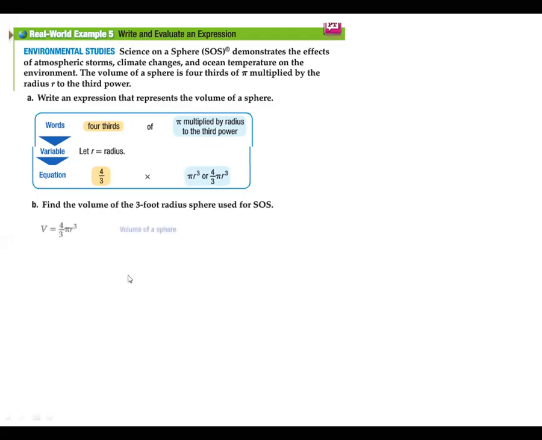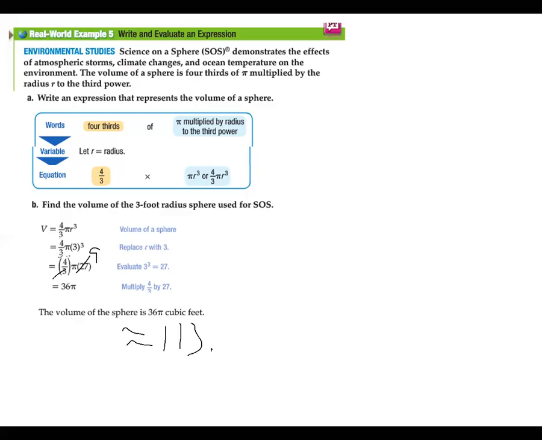So we're just going to plug in 3 for r, and you have 4/3 times pi times 27. The 27 times 4/3 would simplify to 36. The 3 and 27 would cross reduce to a 9, and 4 times 9 is 36. So you get 36 pi. So the volume of the sphere is 36 pi cubic feet. And if you got the decimal, it would be about 113.1 feet cubed.